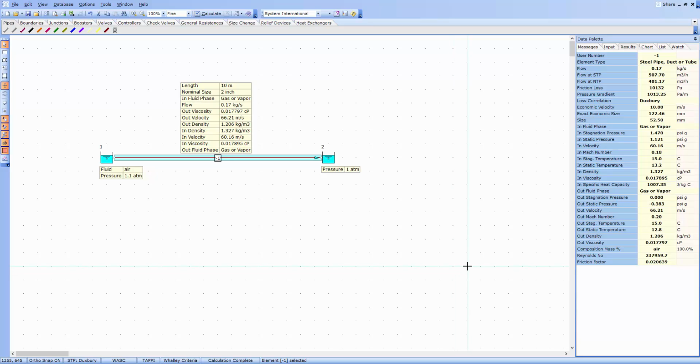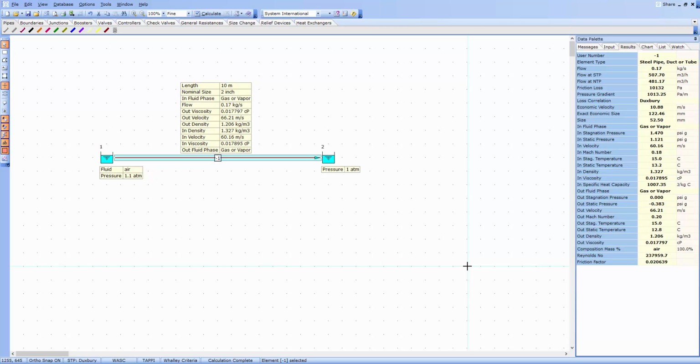Welcome to this introduction to modelling gas or compressible flow systems in fluid flow. In this session, we will take a look at the subject of gas flow in pipes, consider some of the settings used when modelling these system types, and also look at a number of worked examples.